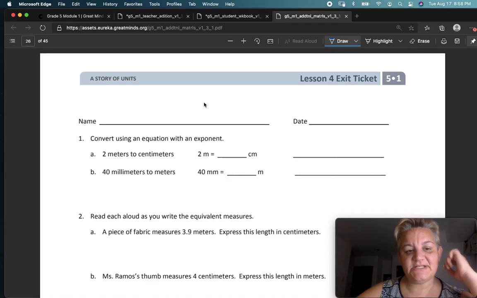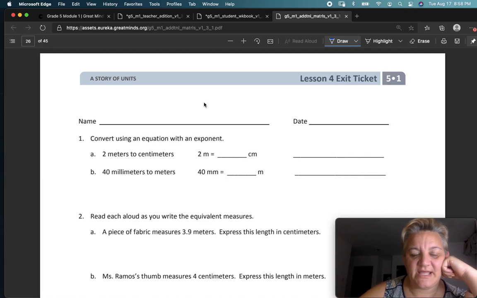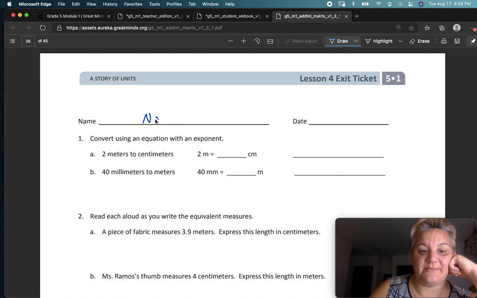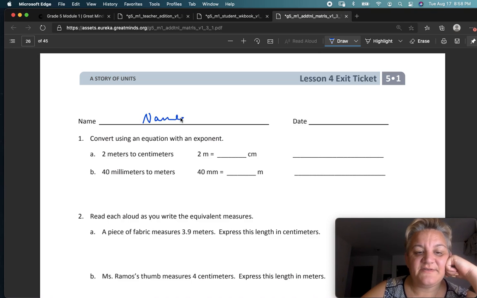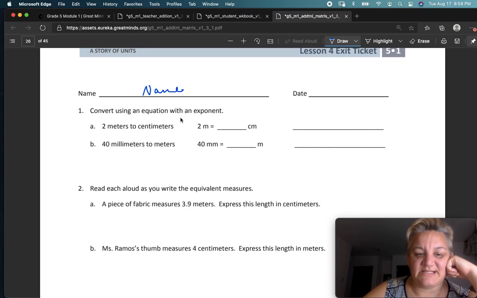Meters, you are watching this video because you made a mistake on the exit ticket. So let's go through it together, okay? Hopefully you wrote your name on your exit ticket. Convert using an equation with an exponent.